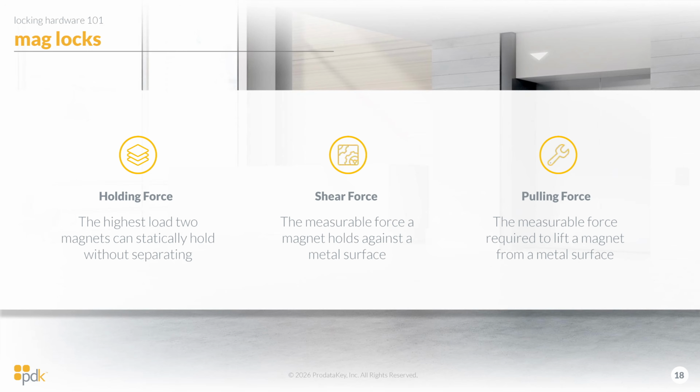But they're going to have a holding force, and that's dependent on how much current is passing through and how strong those electromagnets are. So the holding force is the highest load possible. Now, if you run doors parallel to each other, maybe you have a mag lock on one side and a metal piece on the other, that's what we call shear force. And that will be how much shearing the mag lock itself can take. And then, of course, pulling forces. So there's a lot of different forces associated with mag locks.